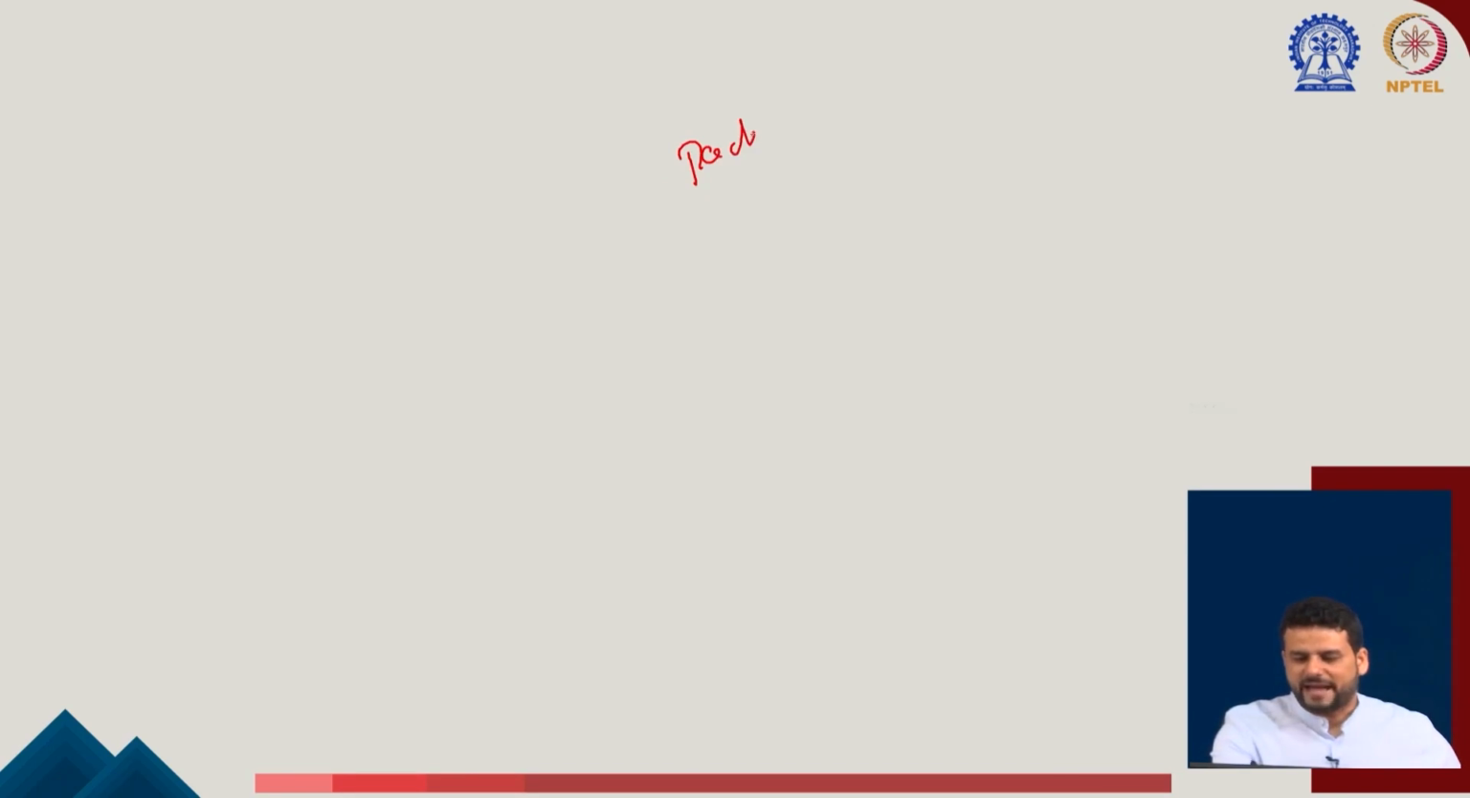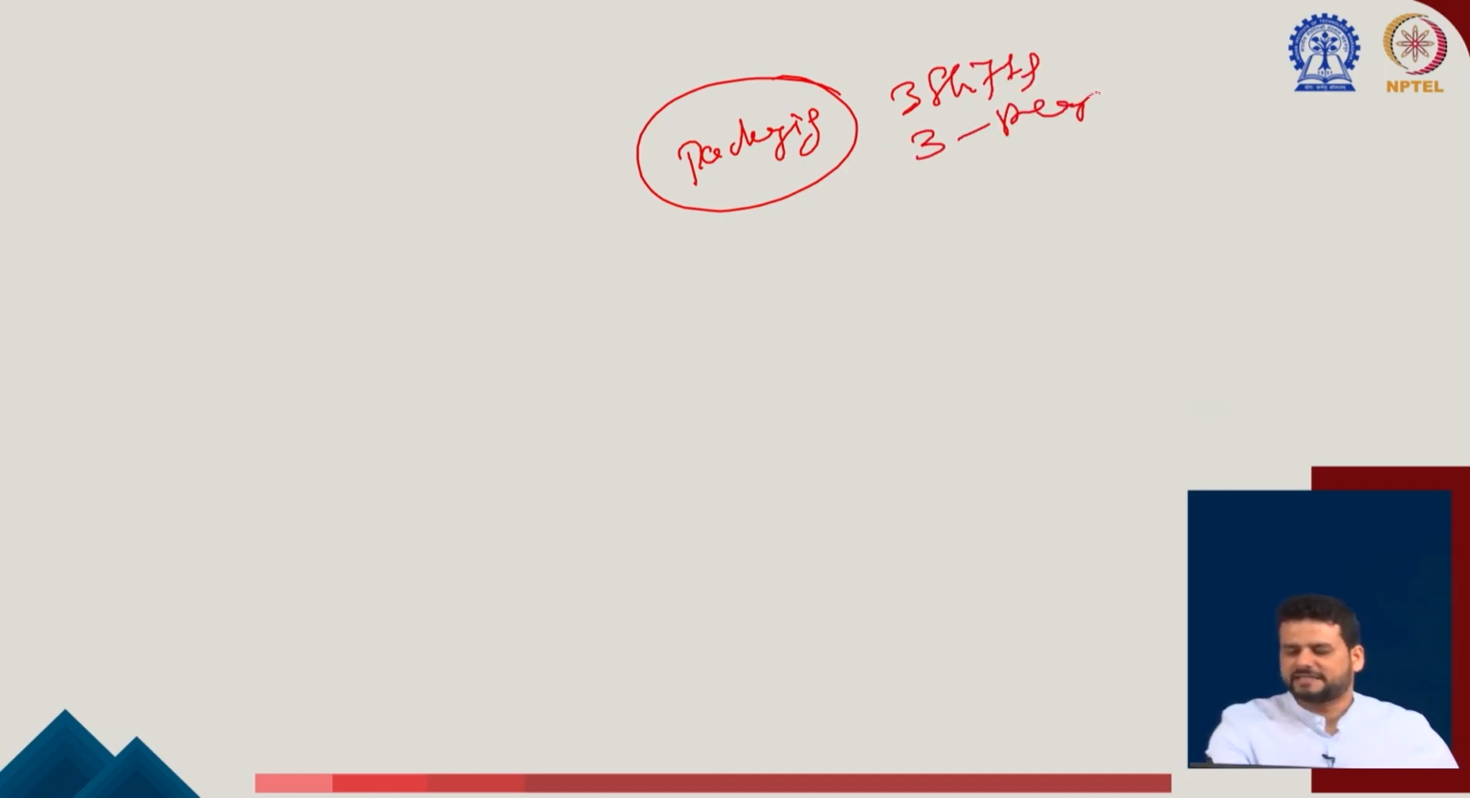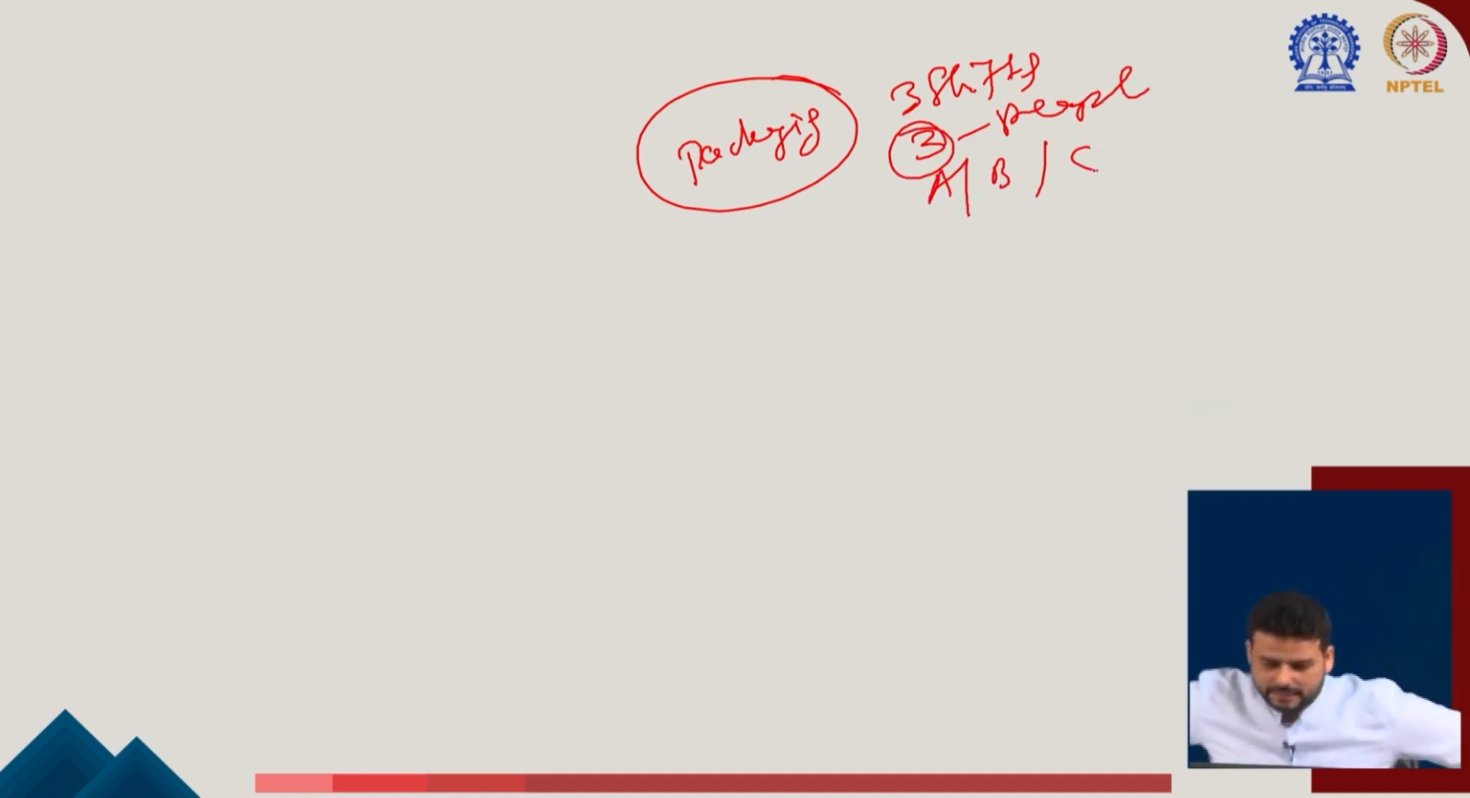One is your packaging. Packaging is happening at one stage. Let us say in 3 shifts, 3 different people are working. Let us keep it very simple. 3 different people are working, right? Shift A, B, C. Now, I am analyzing that usually there are some faults or errors when we are doing the packaging.